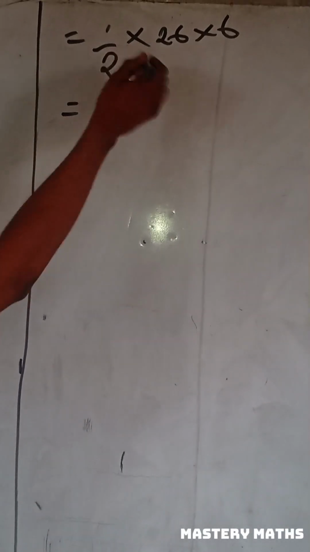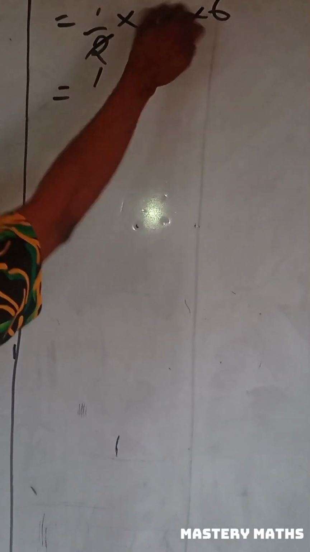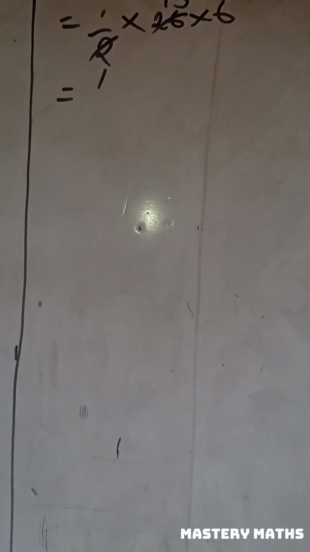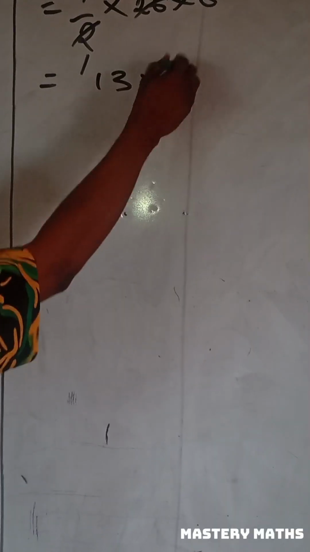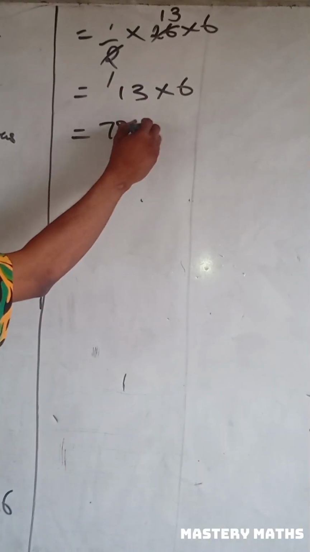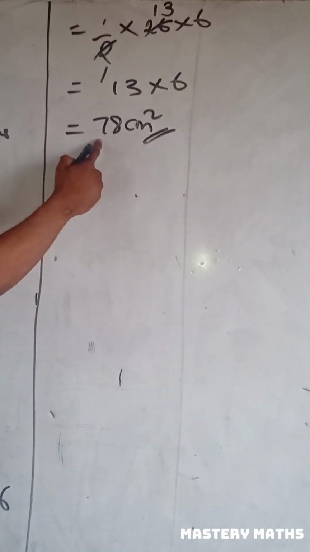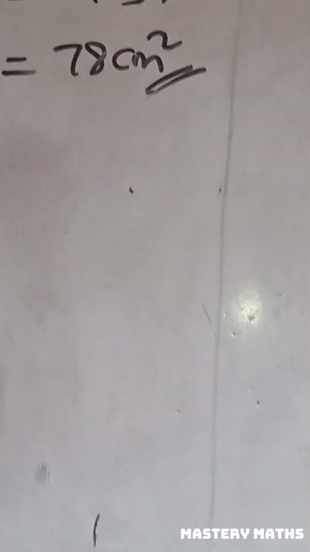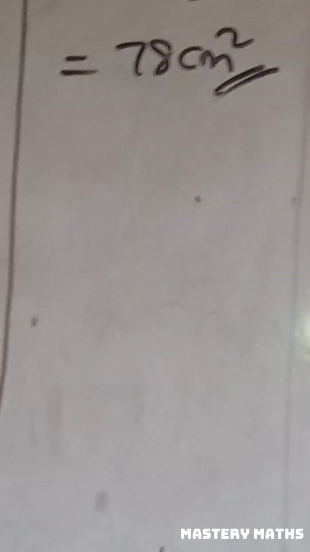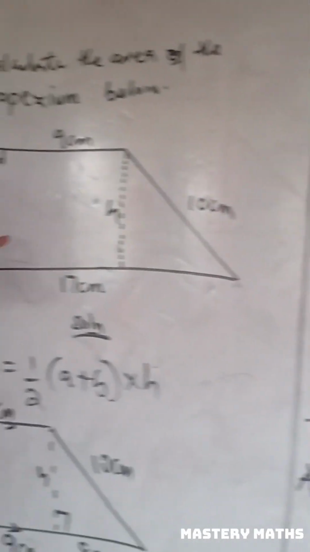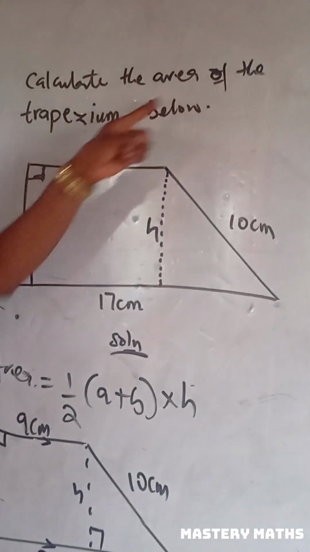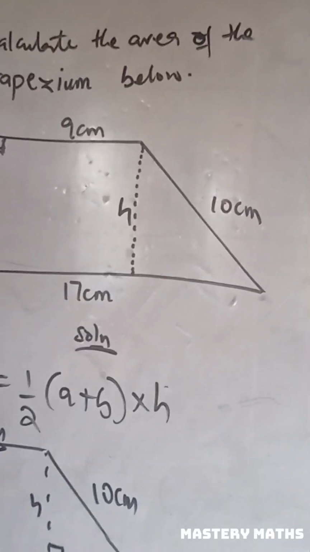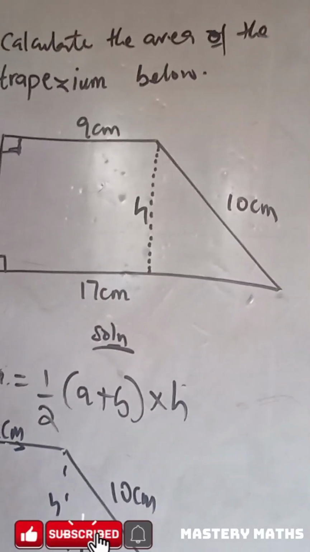Now what should we do? We cancel out. We say 2 here is 1 and 2 here is what? It's 13. Have you seen it? Now what will be the next thing? 13 times 6 is 78 centimeter square. It is centimeter square because we are looking for the area of a trapezium. Calculate the area of a trapezium. Because it is the area of a trapezium, it is equal to 78 centimeter square. Very simple and short.